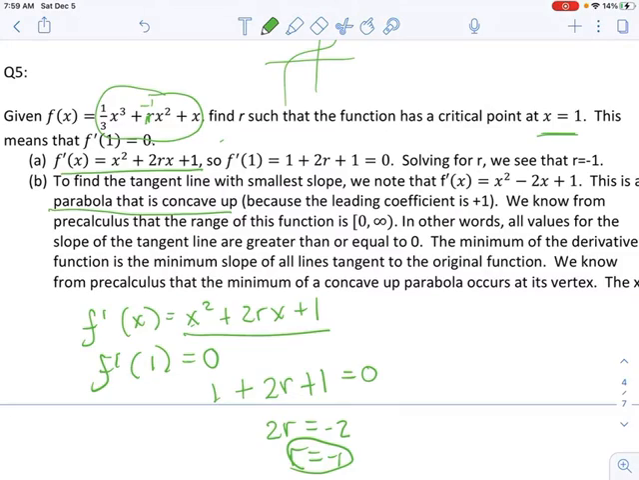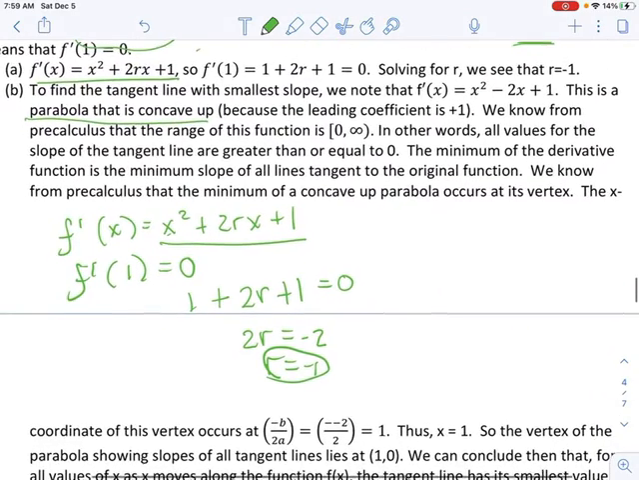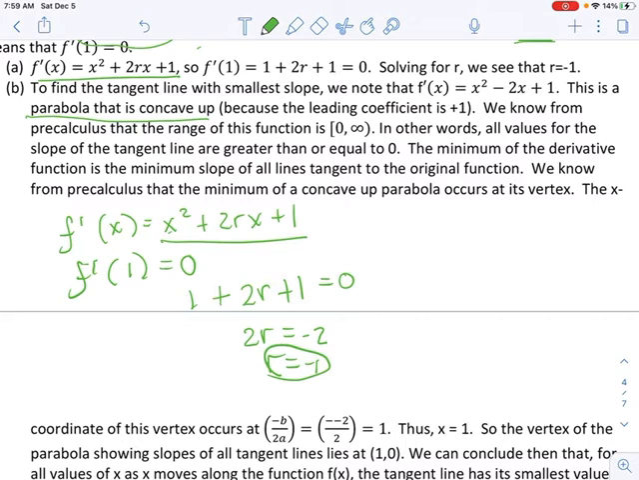So we're going to see that r is equal to -1. So to find the tangent line with the smallest slope, that's the second question. The first question is, first you find the derivative, you set it equal to 0, you solve for r, and you get r equals -1. The second part is really interesting because we want to find the tangent line with the smallest slope.